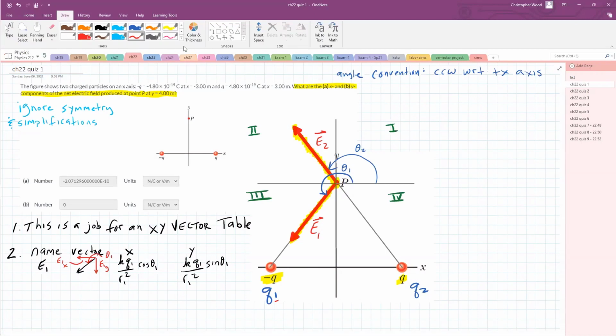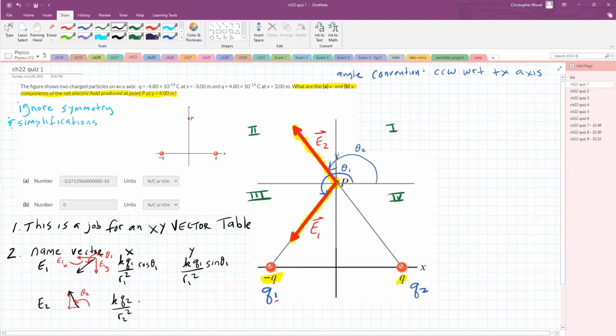Good to go. E2 is the next vector. E2 is a quadrant 2 vector. It looks like this. There's E2. This is the angle theta 2. That's theta 2. And then this is E2's X component and E2's Y component, E2X, E2Y. And sine captures the Y component, cosine captures the X component. So let's just tabulate that up. This is going to be K Q2 over R2 squared cosine theta 2, and K Q2 over R2 squared sine theta 2. All right, that's it.